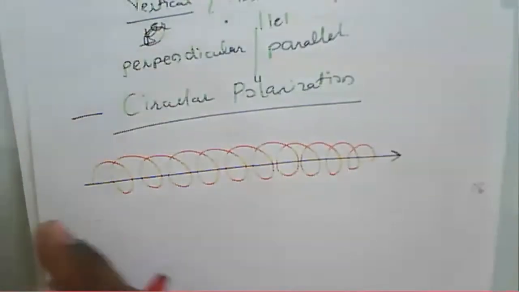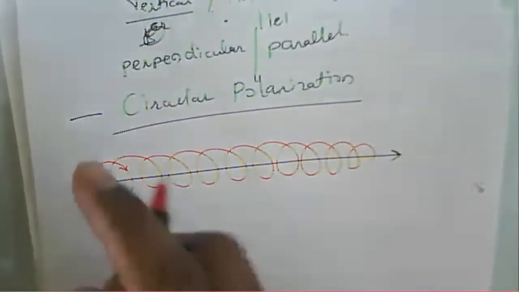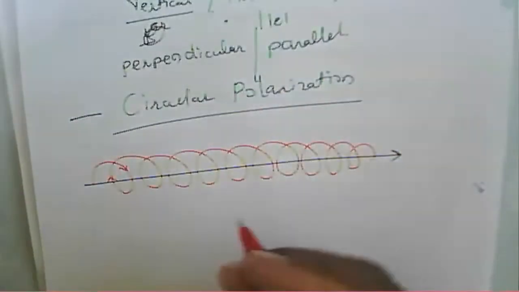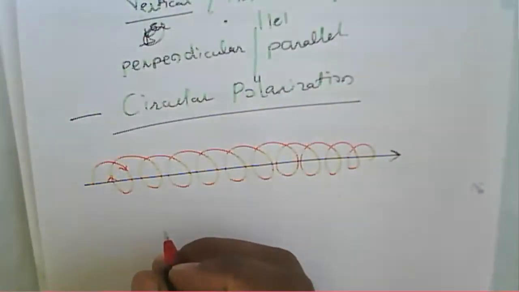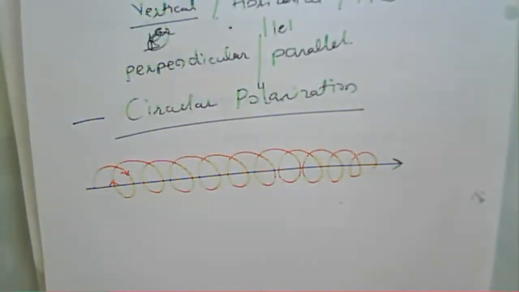If you take the example of a spring, a spring has a circular shape. So likewise, we get a circular effect, with the electric field component circularly rotating. That is called circular polarization.